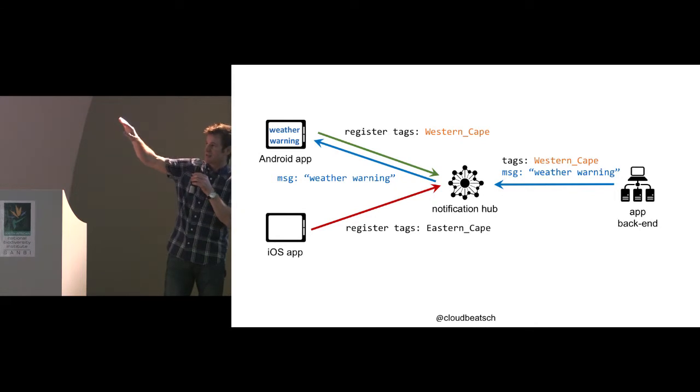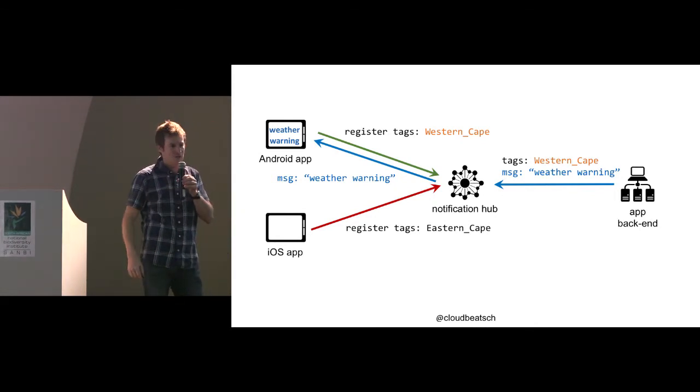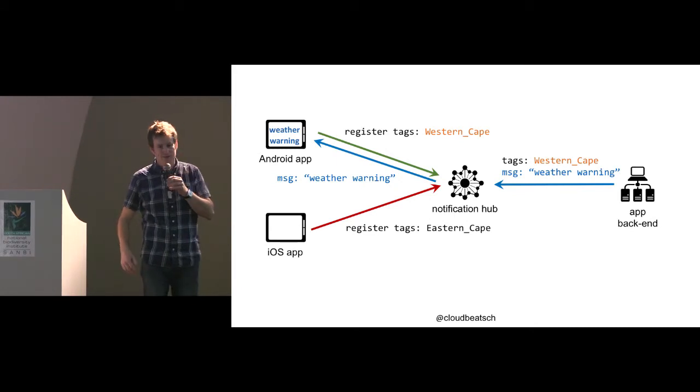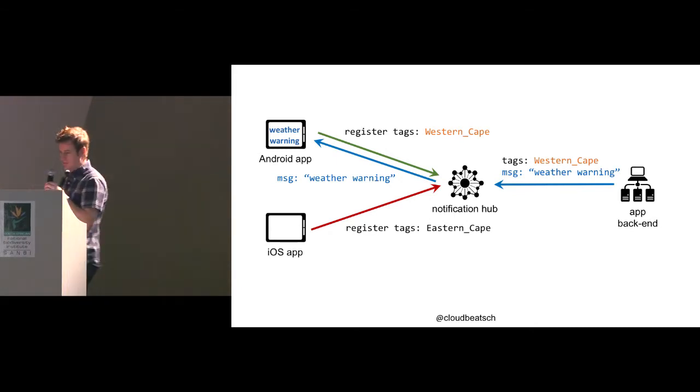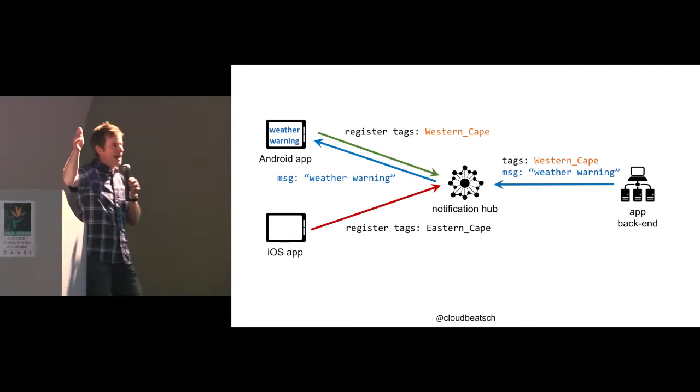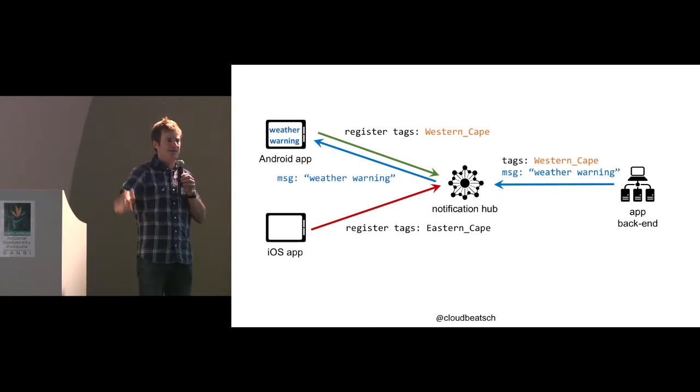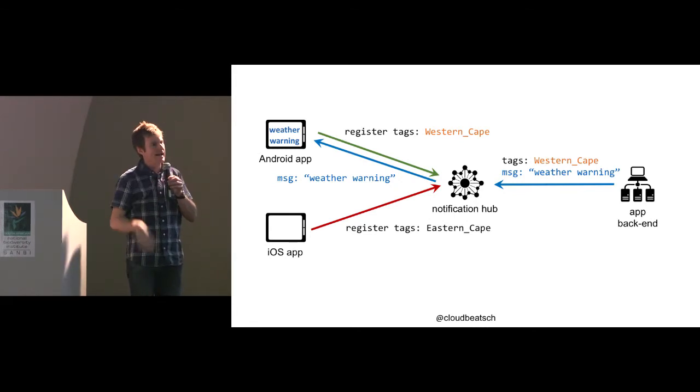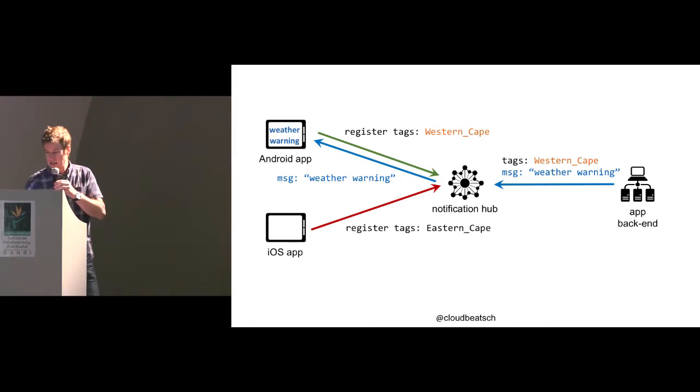So I register, for instance, for Western Cape, and on the bottom I register for Eastern Cape. So when I now send the message, I basically say the topic is Western Cape, and the message is weather warning. And as you can see, only the top app actually gets that message delivered. So now we can actually route certain messages. So we removed, again, quite some complexity there.